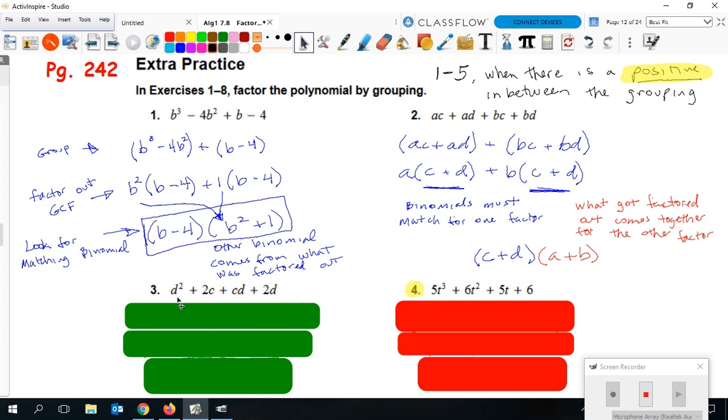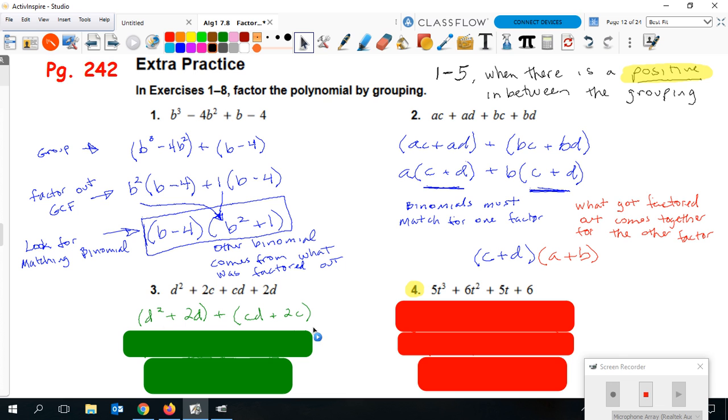So for number 3, again, we've got to group them first. And we've got a D squared. Then we have 2C. Then we have a CD and a 2D. So we've got to figure, okay, this doesn't look like the order is in the grouping order. And this looks a little mismatched. We have a couple 2's there. We'd probably want to put those together with the 2's. And so here's how we should group it.